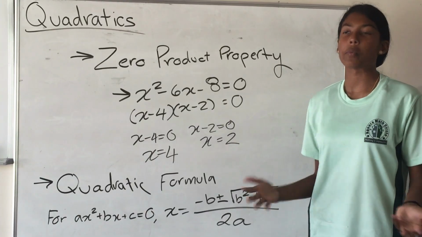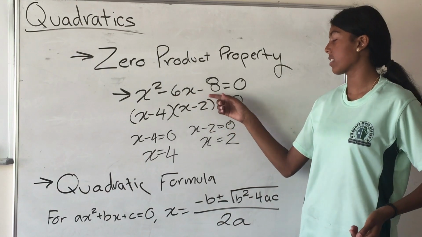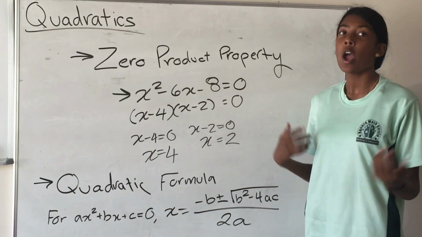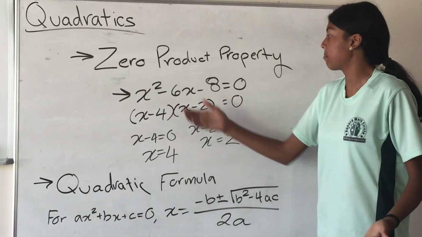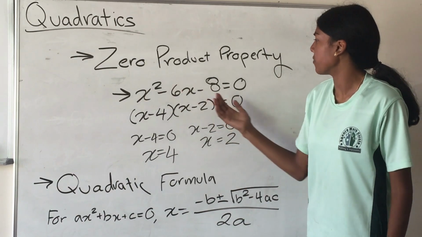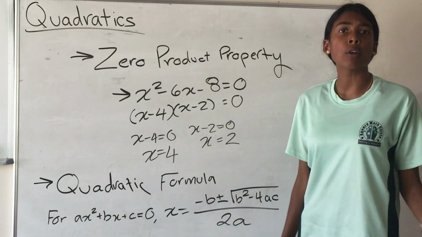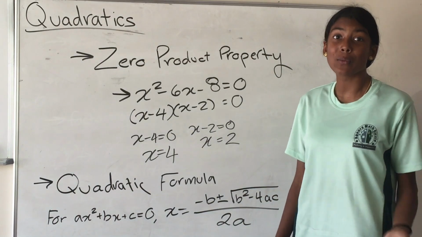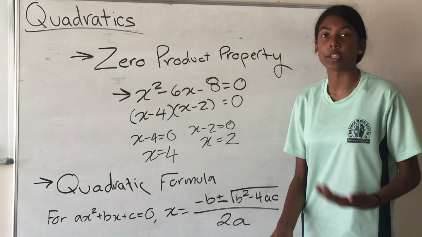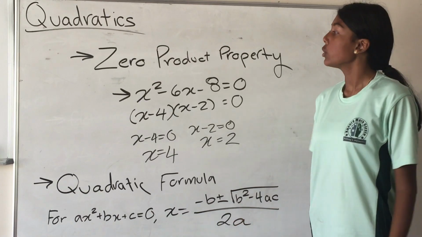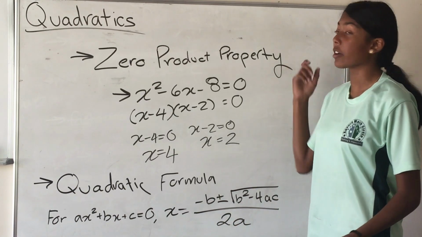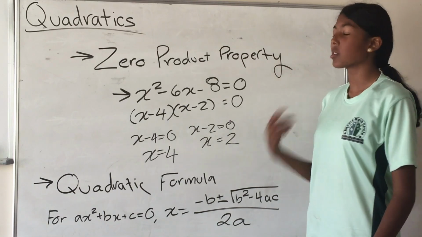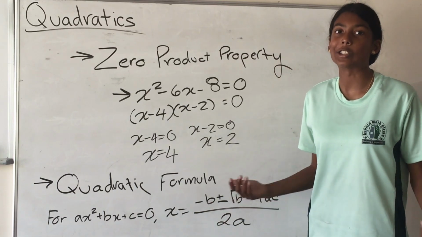So what if we have a problem like x squared minus 6x minus 8 equals 0? And we're asked to solve for x. We can't just simply add 8 to both sides, divide by x. That's just too complicated, and it doesn't work. So what we do to solve a quadratic is we use one of two ways. There's the quadratic formula and there's the zero product property. Zero product property is more common and much easier to do.